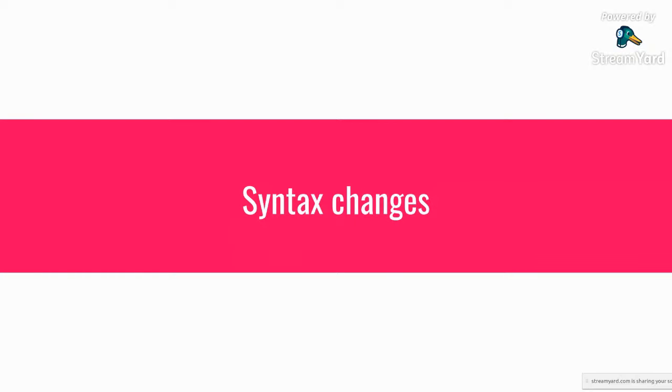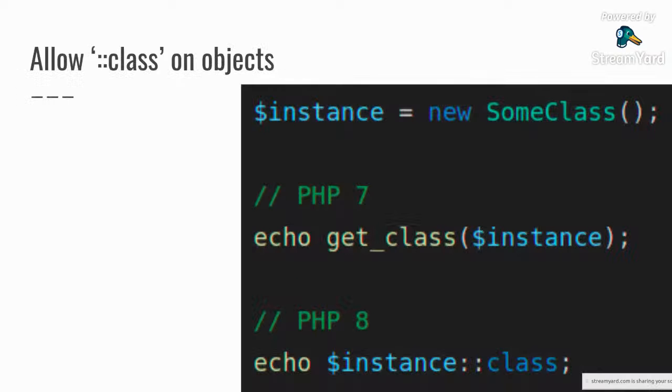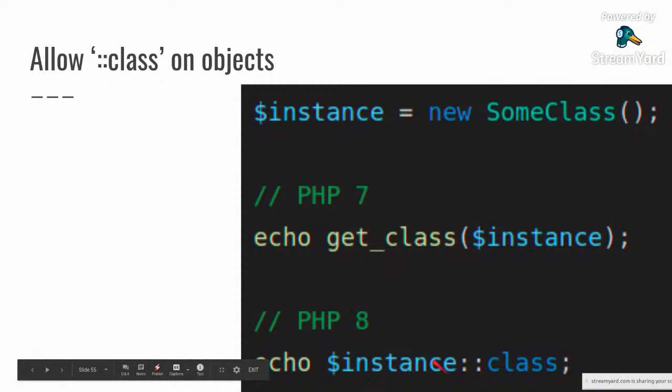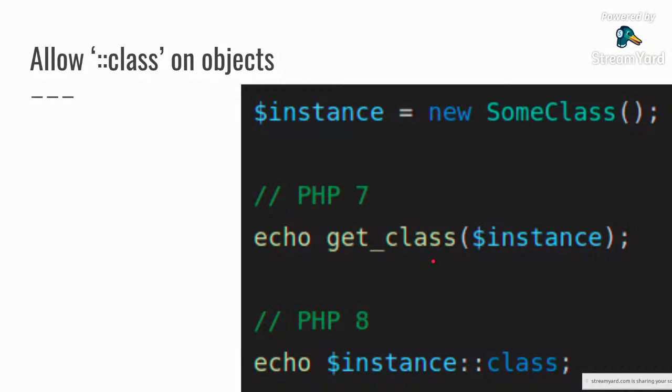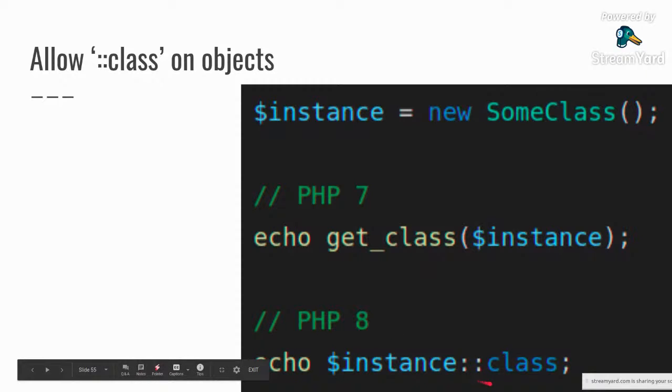Now there are quite a few syntax changes. For example, earlier class colon class could be called only on the class name. Now we can even do it on an instance name. In PHP 7, if we want to do that, we need to call the get class function. And in PHP 8, we can simply do colon class on the objects.